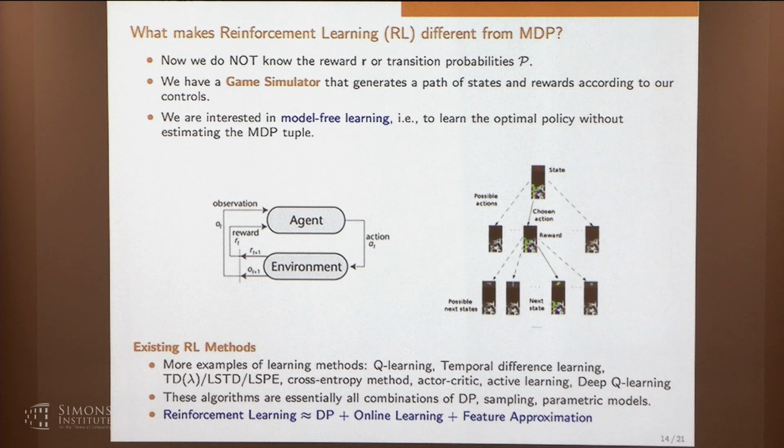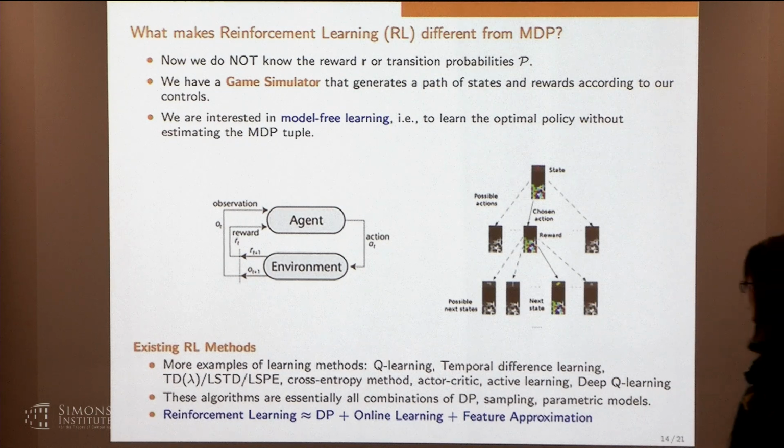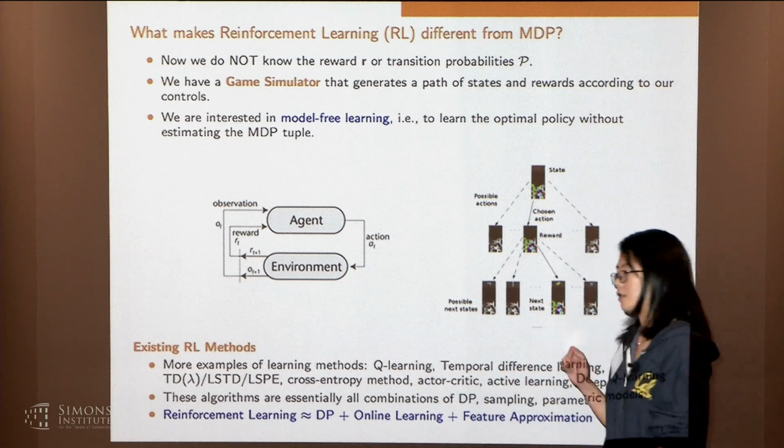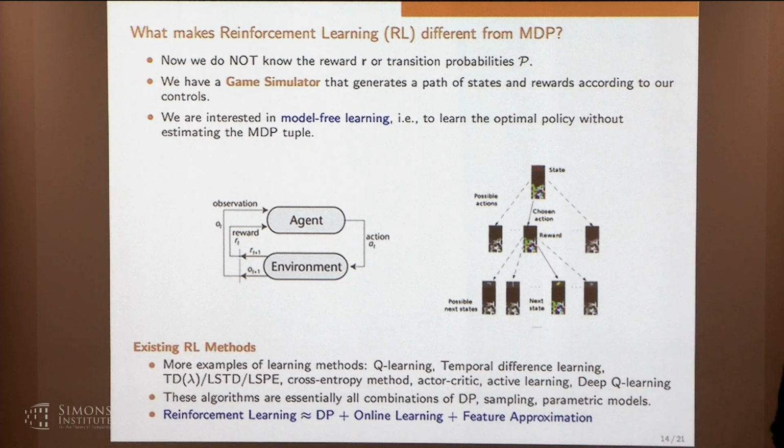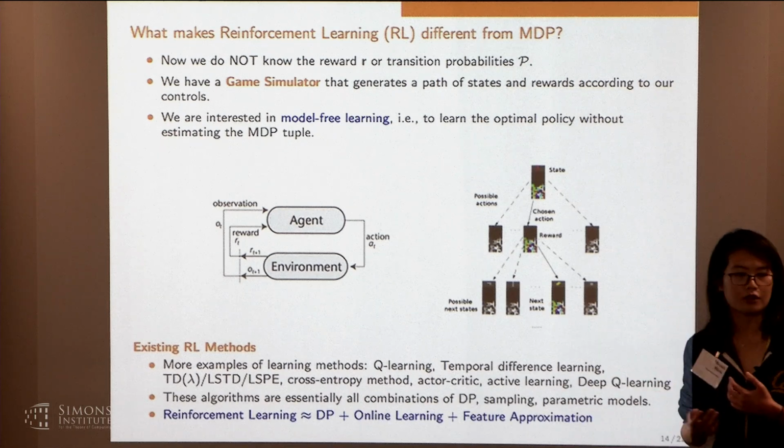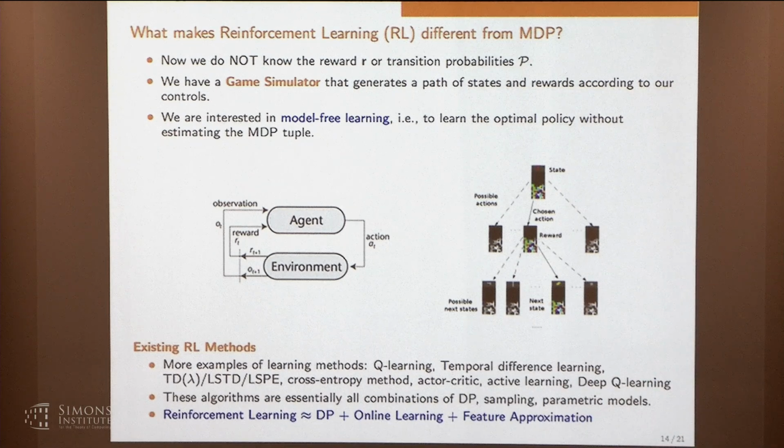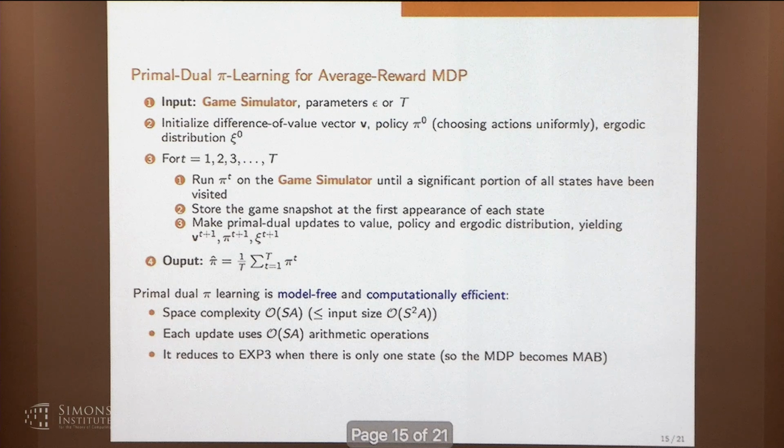By the way, popular methods in reinforcement learning, like Q-learning and temporal difference learning, are essentially randomized versions of value iteration, while actor critic and policy gradient are essentially randomized versions of policy iteration. And there are also many other versions like A3C, DQN. They are those algorithms together with deep learning or some other parametric functions. But let's continue with the tabular case without any parameterization.